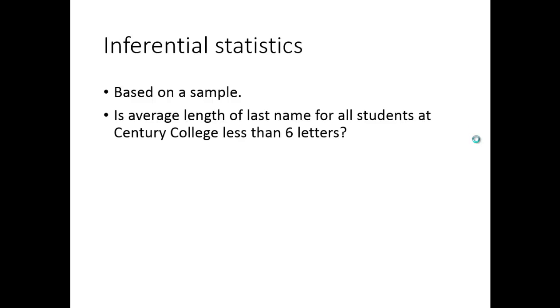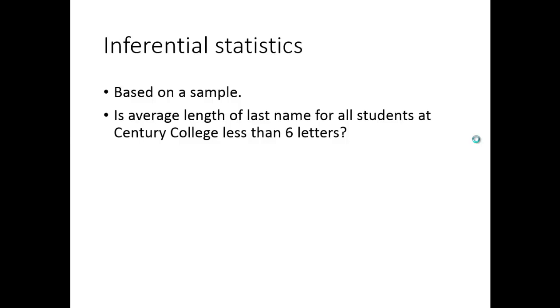So one kind of question you could ask is the average length of last name for all students at Century College less than 6 letters? So we view our section as a part of Century College. If you recall, the average length of last names for students in our section was 5.72. So that's less than 6.